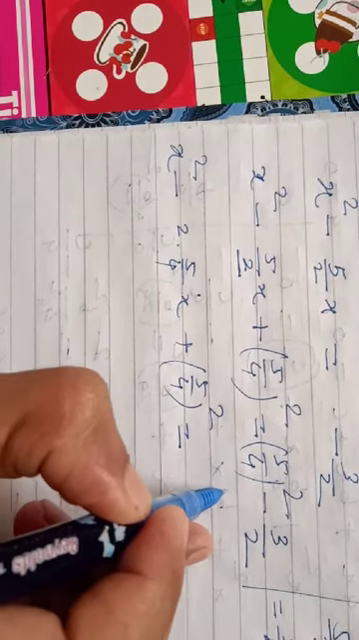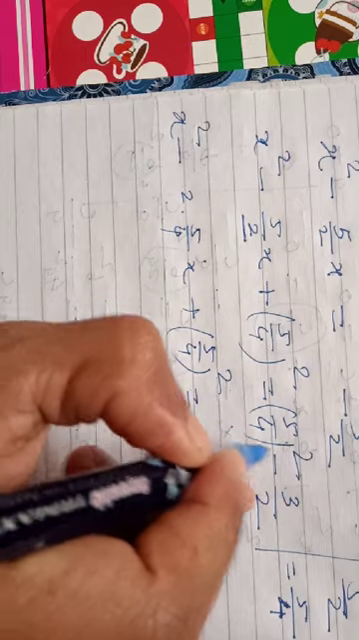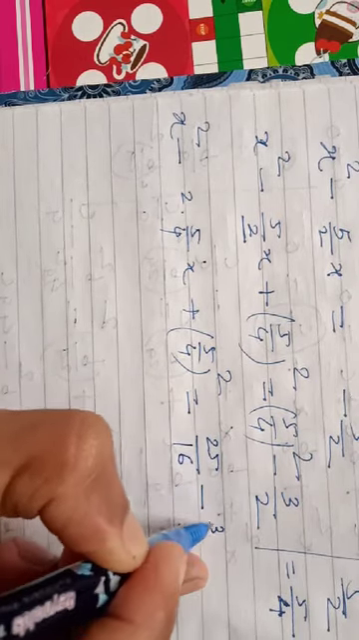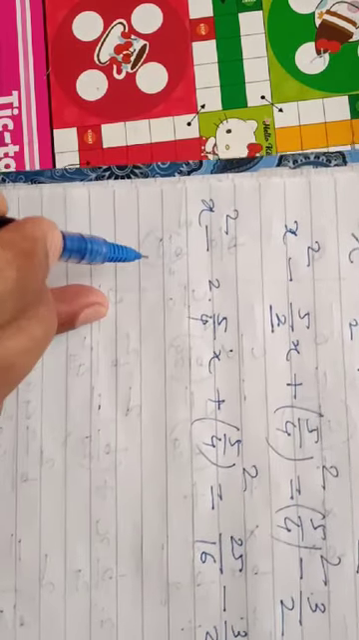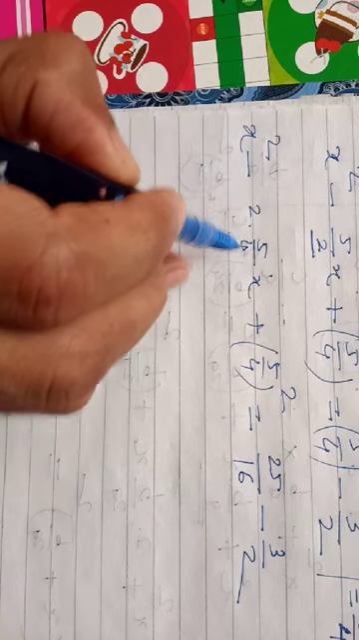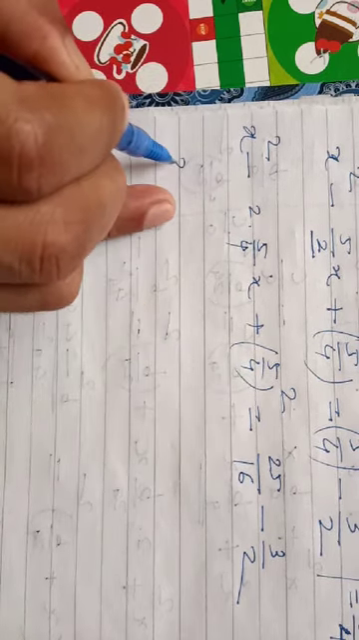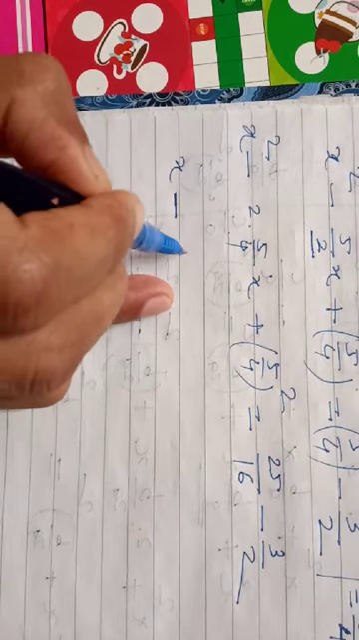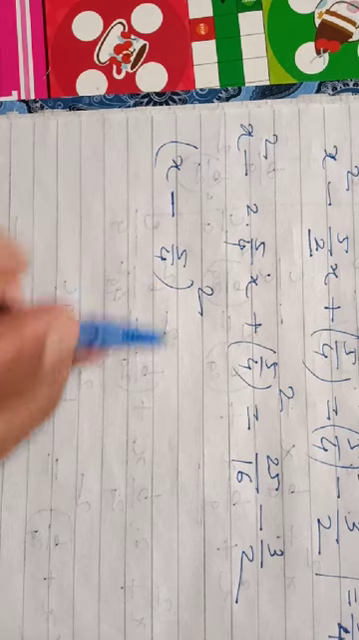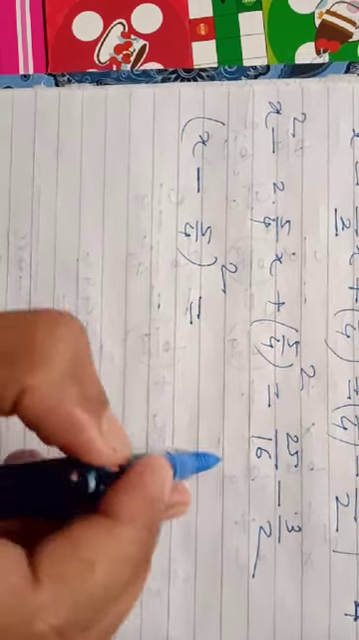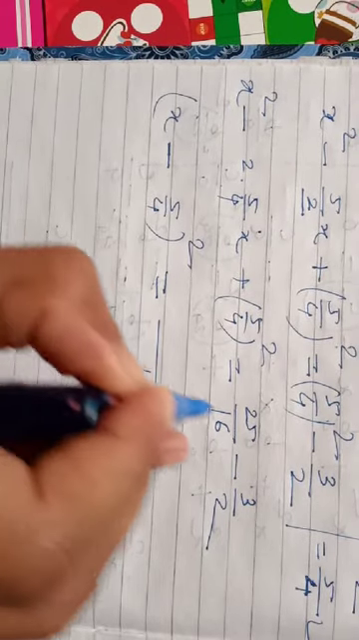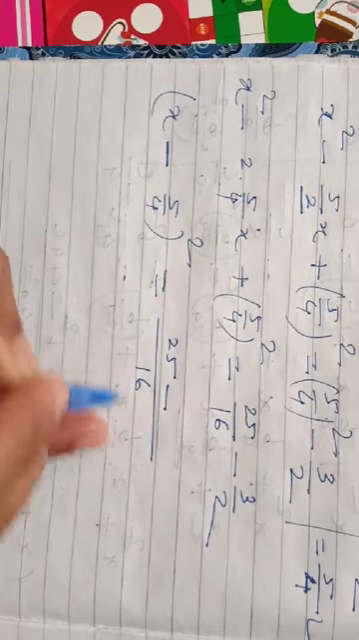That side you can solve. 5/4 whole square, it means 25/16 minus 3/2. But this formation you can see: a square minus 2ab plus b square. The value of a is here x, and the value of b is here 5/4, and the identity will be a minus b whole square. Now take the LCM of that value, 16. So there will be 25, 2 8 are 16.